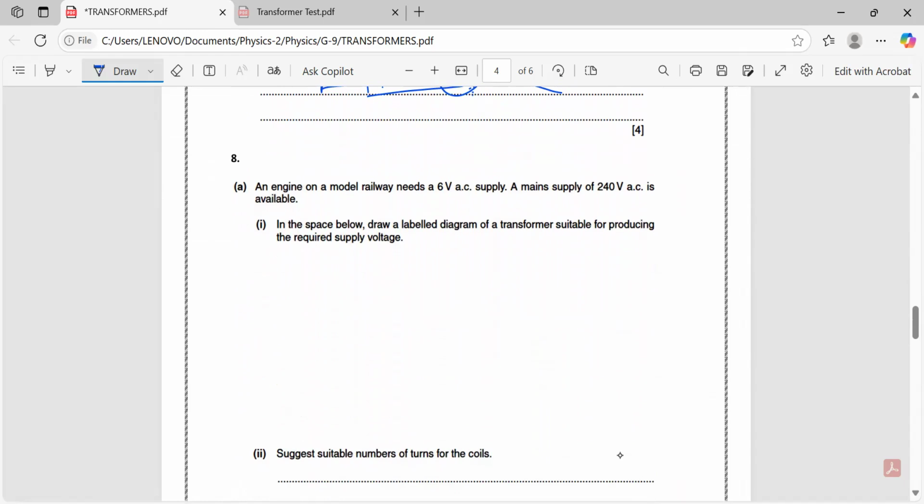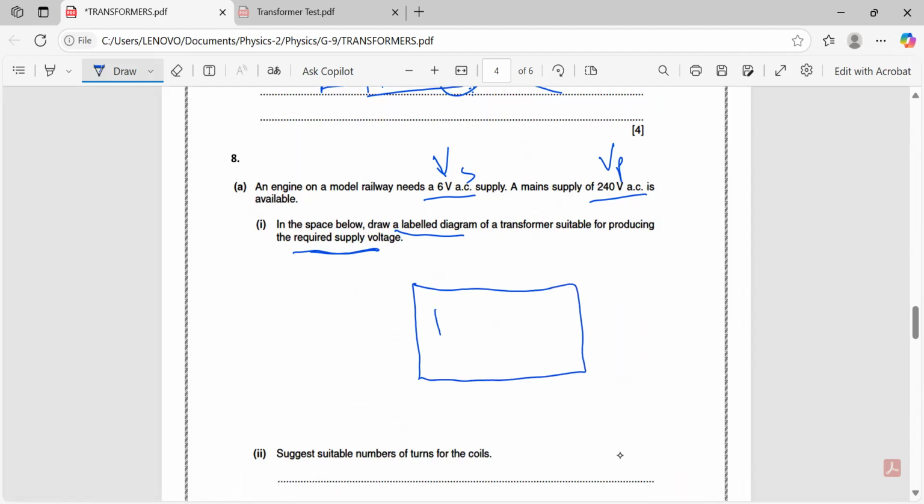The next part is: an engine on a model railway needs 6 volt AC supply. A mains supply of 240 volt AC is available. Mains is this one, VP, and this one is VS. In the space below, draw a labelled diagram of a transformer suitable for producing the required supply voltage. The labelled diagram and required supply voltage are important here. So you are supposed to draw the transformer, which is a step down transformer.